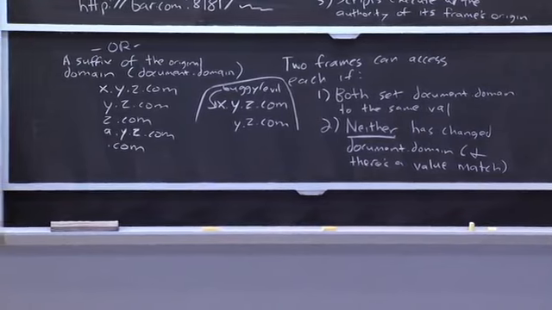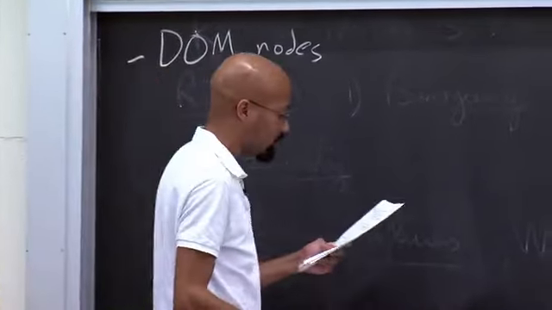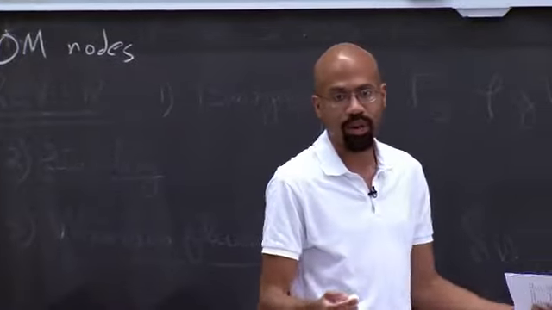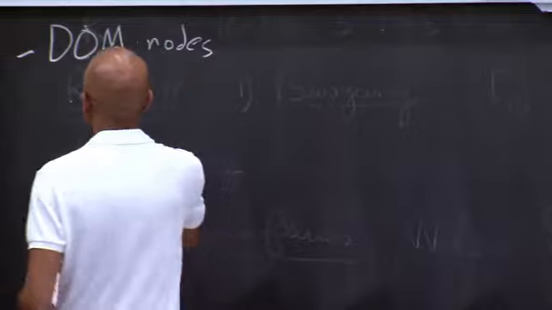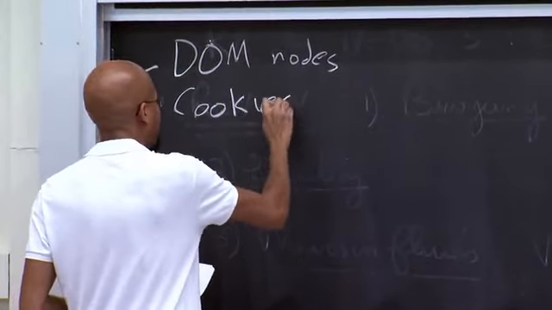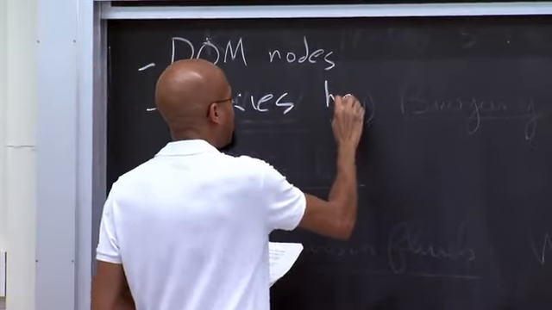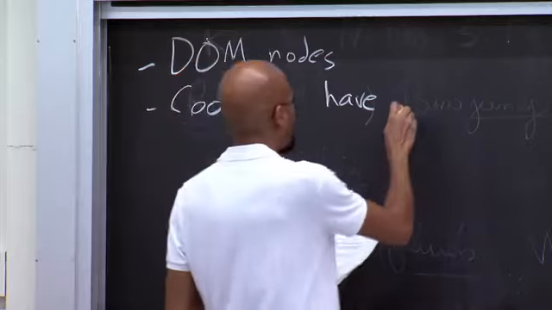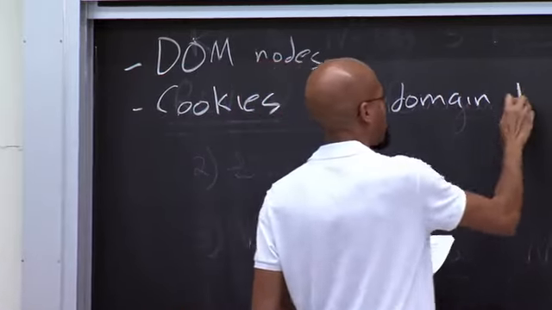So then we can look at how DOM nodes are treated. It's pretty straightforward for DOM nodes. DOM nodes basically get the origin of their surrounding frame. Makes sense. Then we can look at cookies. Cookies are complicated and a bit tricky. So cookies, they have a domain, and they have a path.